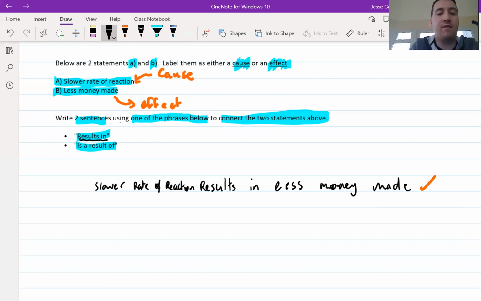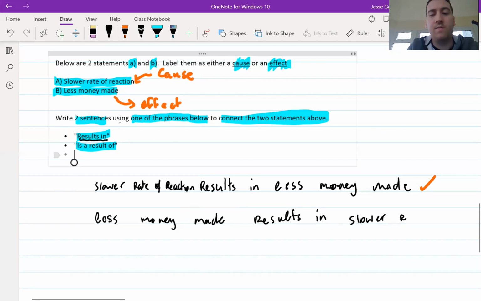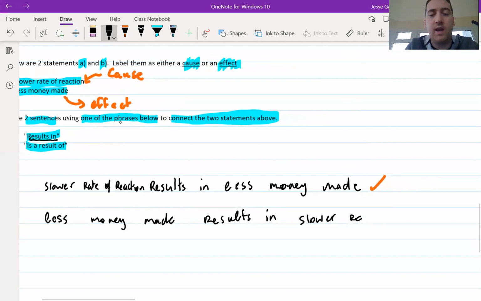I'm very quickly going to write it for you the other way around, just to see that it wouldn't make as much sense. Less money made results in slower rate of reaction. That doesn't really make sense. Having less money at the end doesn't cause you to have a slower rate of reaction. It's the other way around. So it doesn't make as much sense that way. Hopefully, I hope that you guys can see that.